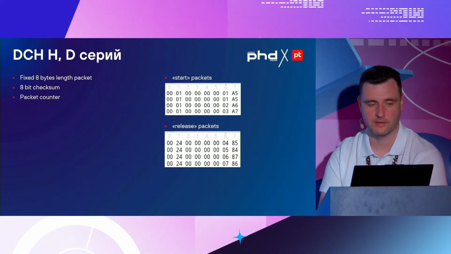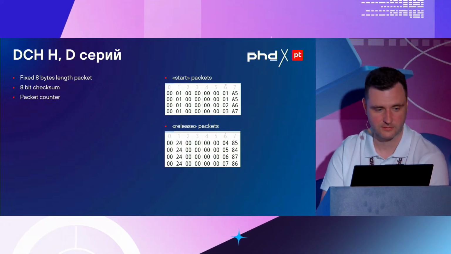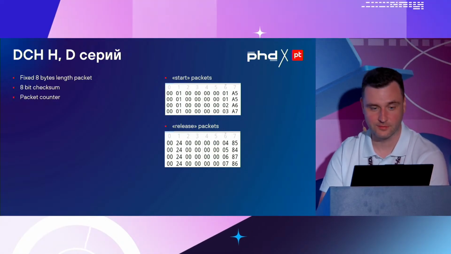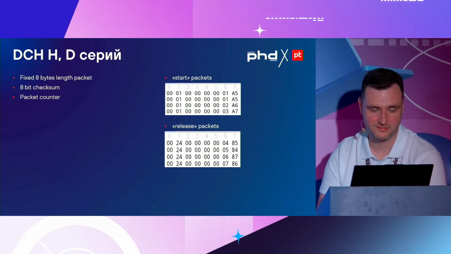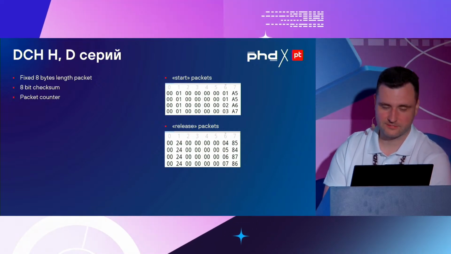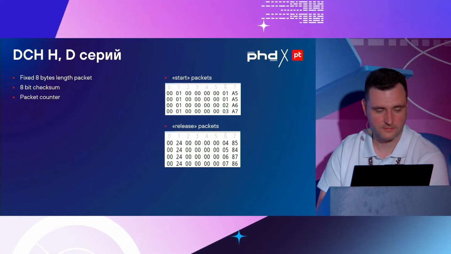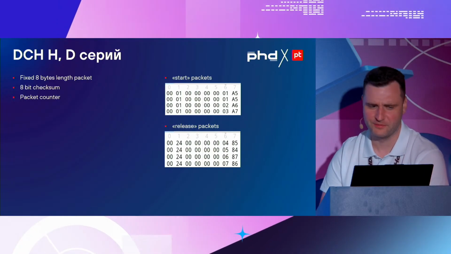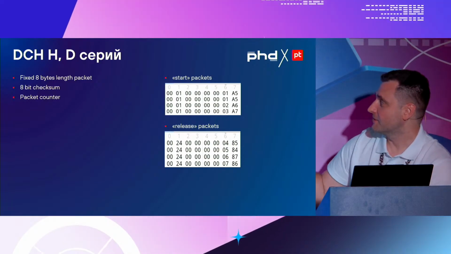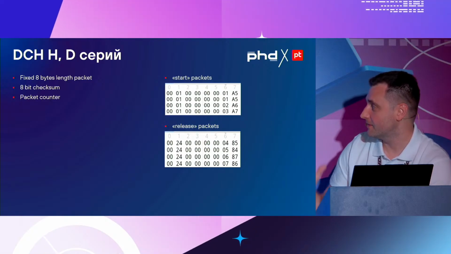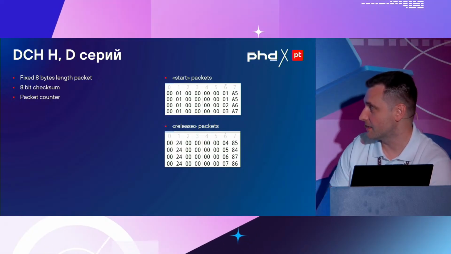An 8-byte length packet, 8-bit checksum, and packet counter. I celebrated that I at least have a packet counter, although it is 1 byte only, but at least this is a counter. Let me say in advance, the packet counter is being ignored. It doesn't impact anything, so it might be 0 or 1, whatever value, it still accepts that. We identified that in the course of the hands-on experiment.